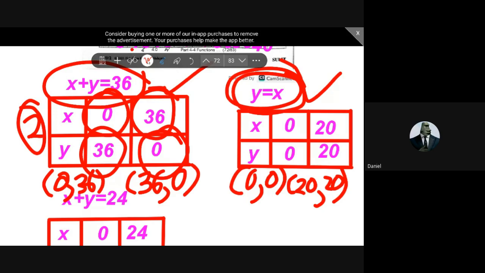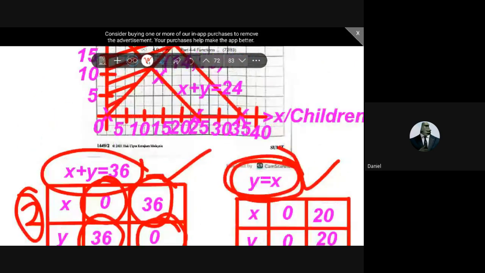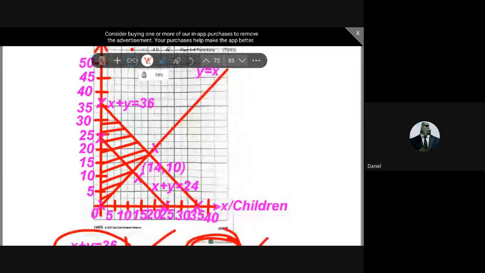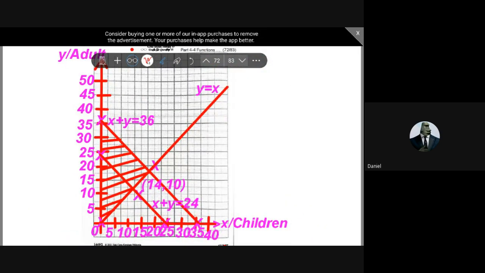Okay, good. So now we go to the graph. Okay, so kamu boleh lihat graph kat sini. Zoom out, I think better. Okay, so (0, 36) saya plot point kat sini, dan (36, 0) saya plot point kat sini juga. So garis lurus yang ni adalah equation bagi X plus Y sama dengan 36.